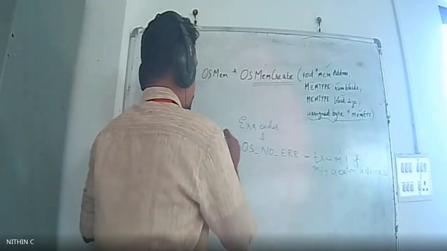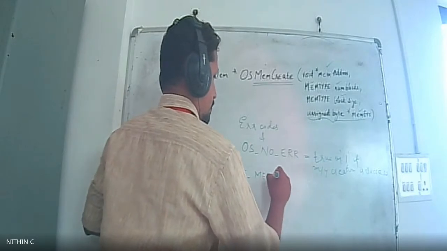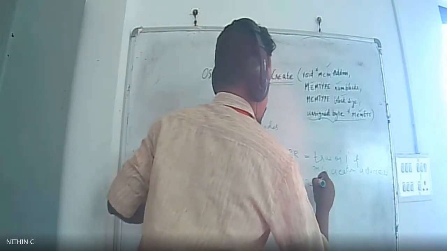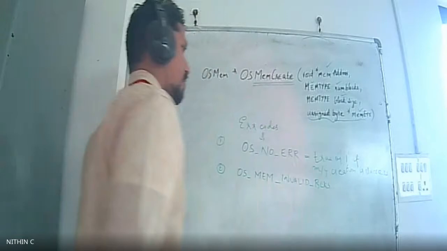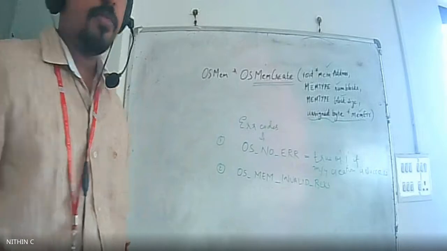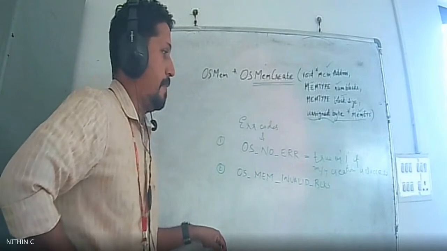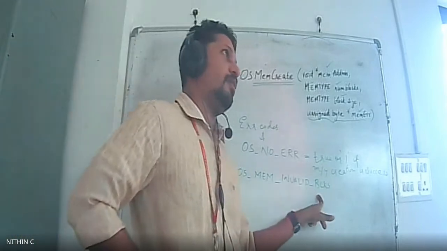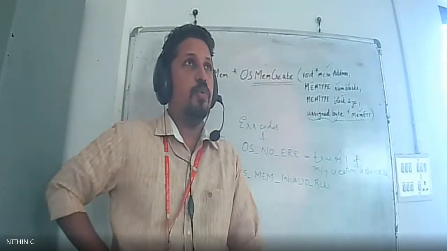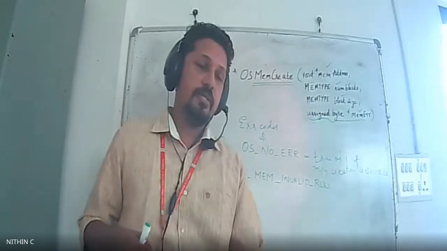Then next error code will be OS memory invalid blocks. OS memory invalid blocks. And this error usually occurs when we are partitioning the memory, we need to mention the number of blocks as 2 or more. Okay, this second parameter has to be mentioned as 2 or more.